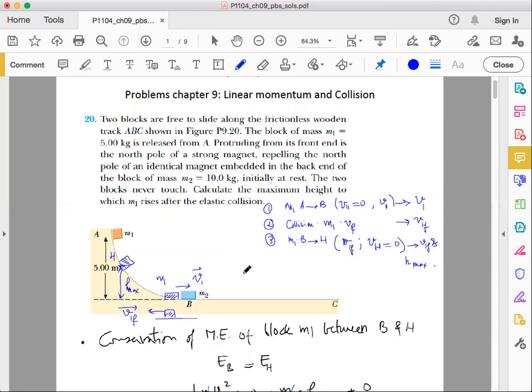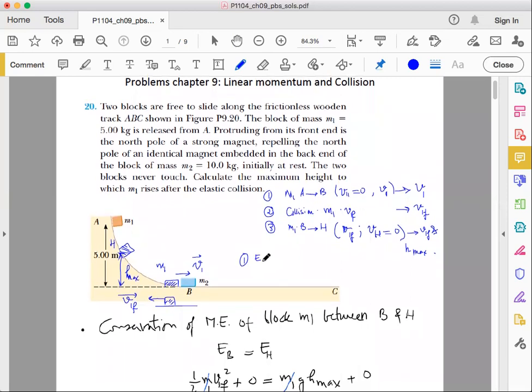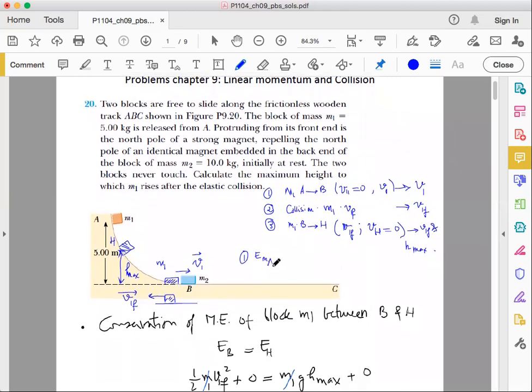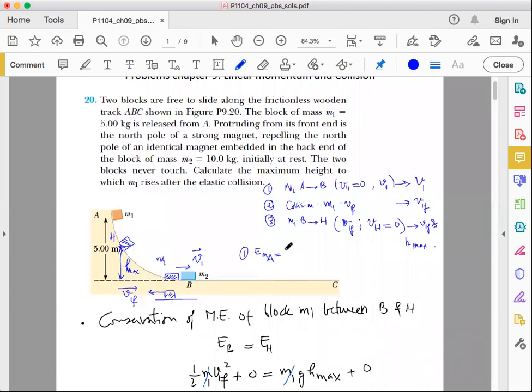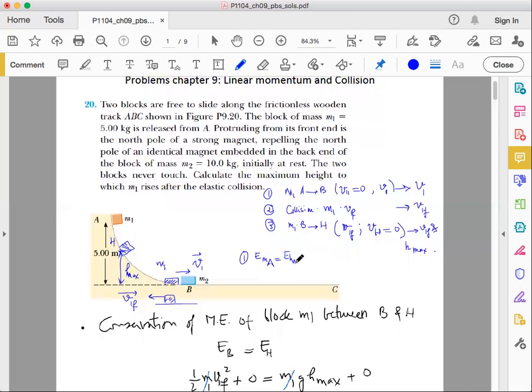What happens? From the first step, number 1, what we have is the following. Between point A and point B, the block M1 is moving on a frictionless track, and there are no non-conservative forces acting on the block M1, given that there is no friction, which means that the mechanical energy of the block M1 is conserved. So we can write down that the mechanical energy of the block M1 at point A is equal to the mechanical energy of the block at point B.